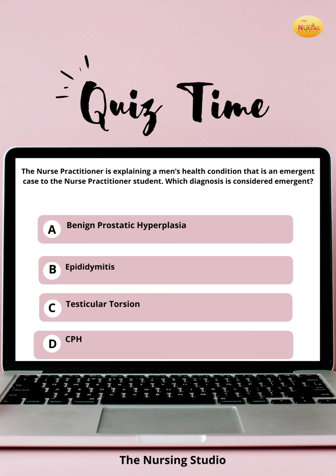C, testicular torsion. Off the bat, you should know testicular torsion is emergent. You know that if you don't get them referred and surgery is done, that can lead to necrosis. So testicular torsion, C, is the answer. That is the emergent case. And the last one I just made up. So yes, C, testicular torsion. Familiarize yourself with those because you definitely need to know what are emergencies.